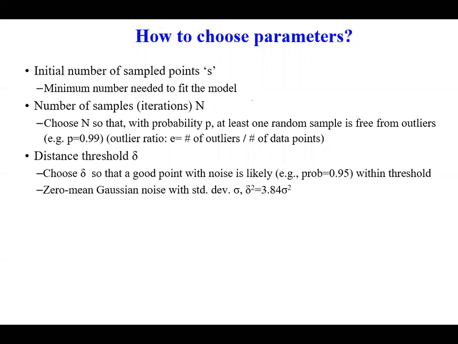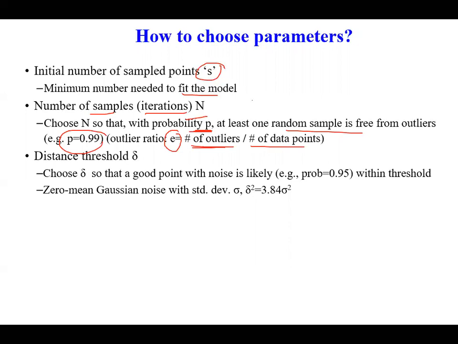So just to recap, we have an initial number of samples, S, which is the minimum number needed to fit the model. And then I will have the number of samples or iterations, N, so that, as an example, with probability P, at least one random sample is free from outliers. Let's say P is equal to 0.99. I will define a term called E, which is the outlier ratio, which is the number of outliers divided by the whole number of data points available, which gives you a sense of the percentage of outliers. Correct? If this is high, this means the percentage of outliers is high. If this is low, the percentage of the outliers will be low.